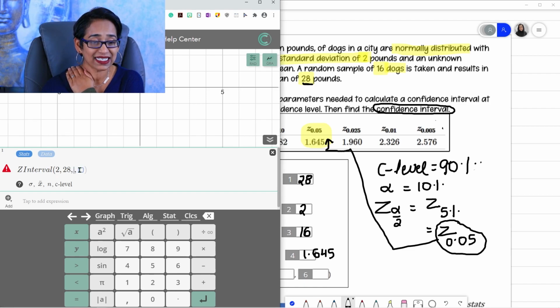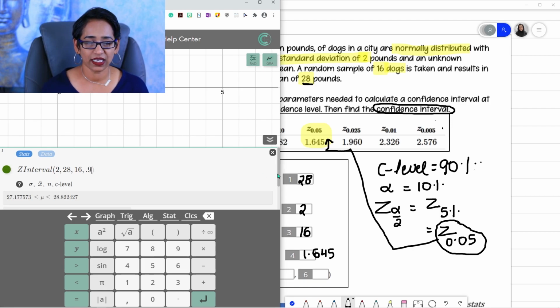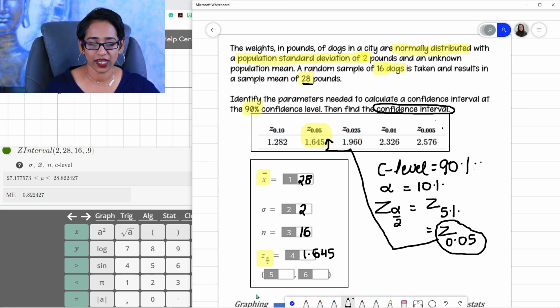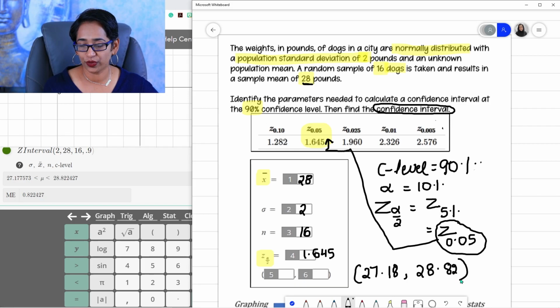Sample size is 16. And confidence interval, what's your confidence level? What percentage? You are 90% confident. Change that to a decimal, 0.9. And once you do that, here you have it. Your lower limit is 27.18. Rounding off to 2 decimals. My upper limit is 28.82. There you go. So just use your ClassCalc to get your confidence interval.